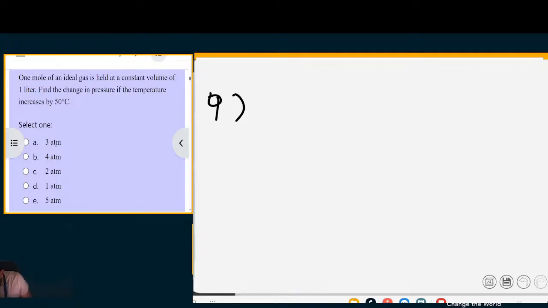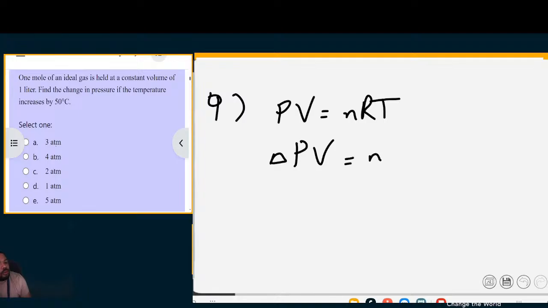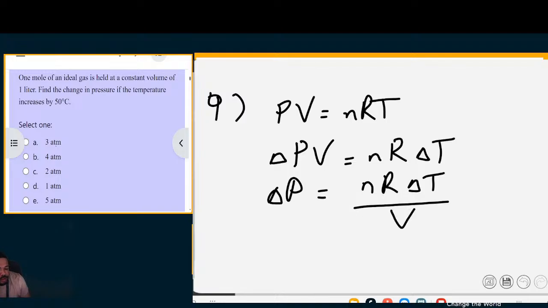So the ideal gas law says PV is equal to nRT. Now, if there's a change in pressure, the volume stays constant. n is 1 mole, it stays constant. R is a constant. Then the temperature will change. Therefore, the change in the pressure is equal to n times R times the change in the temperature over the volume.